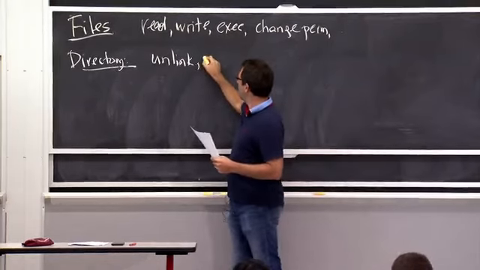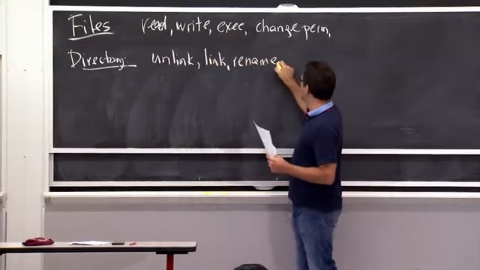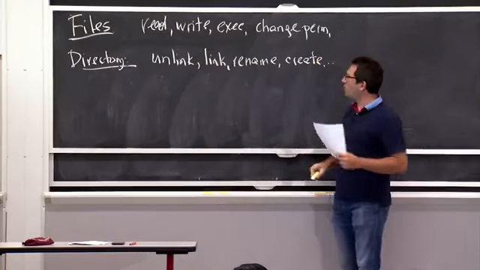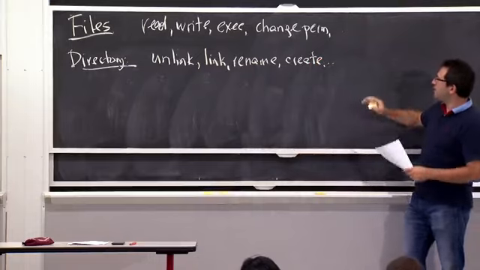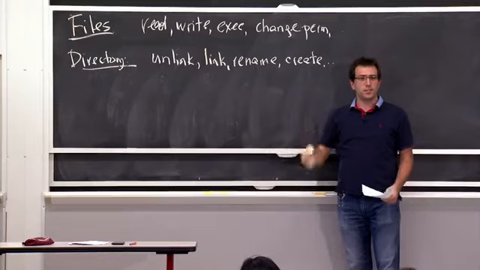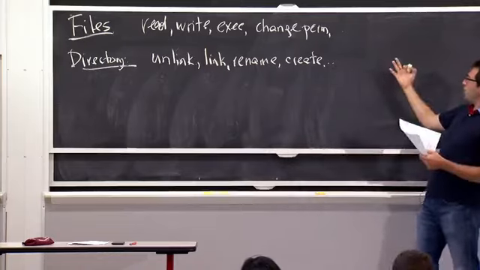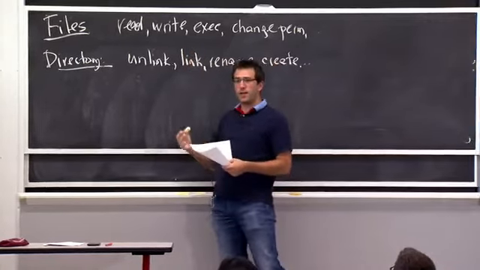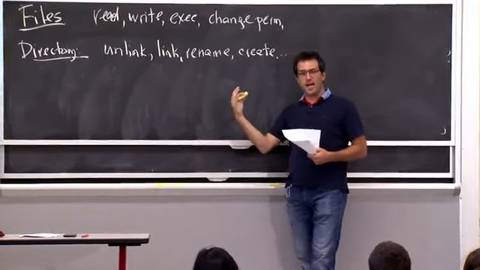So typically, unlink and link and rename, create, are operations that we would think of as being associated with the directory, although they're actually related. Create affects both the directory and a new file as well. So we have to figure out what the rules are there. OK, so what are the rules? In order to help us decide when someone can read or write a file, we're going to stick some permission bits in the file inode.